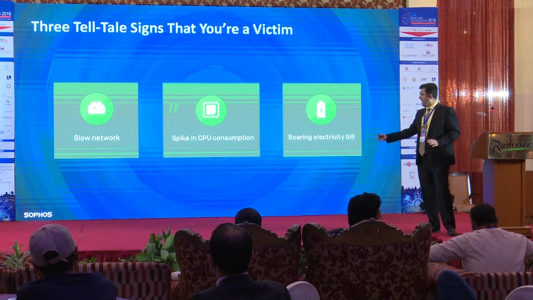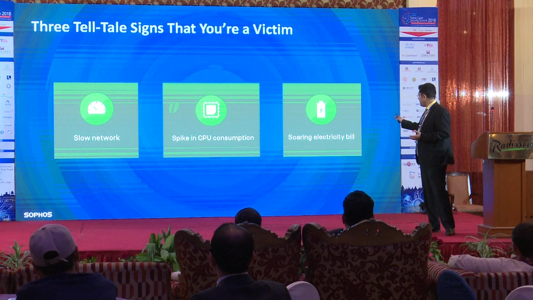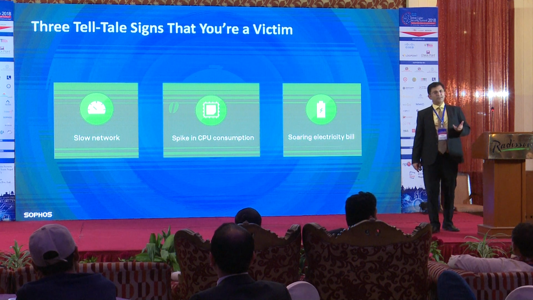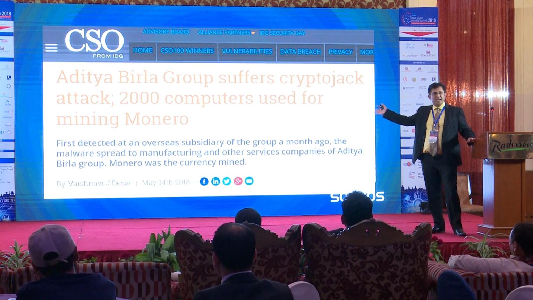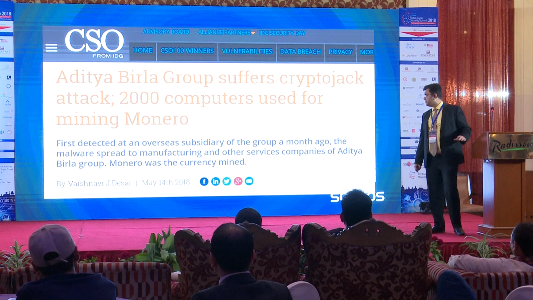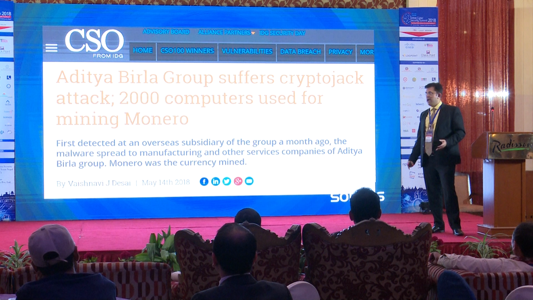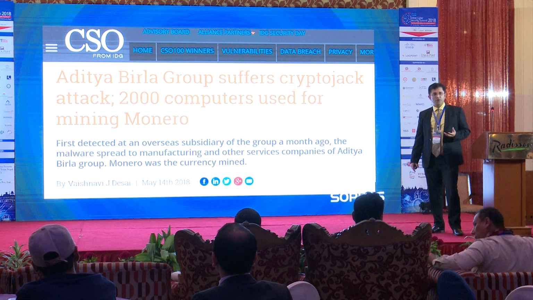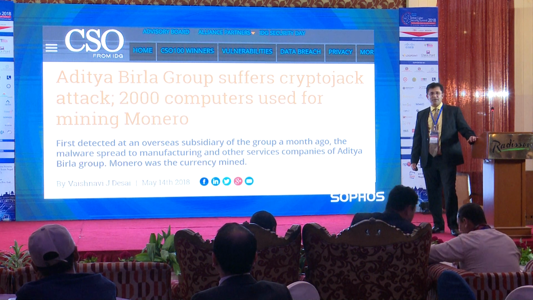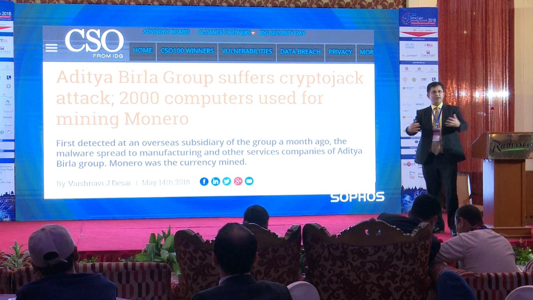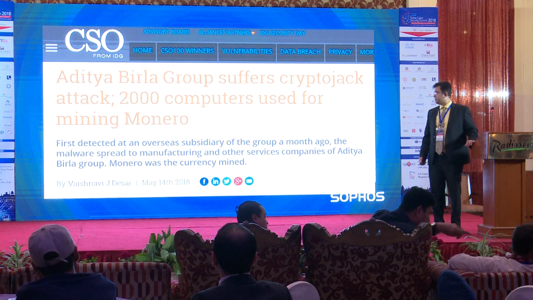And what it does is, of course, slowness of the network. It also spikes your CPU consumption, and obviously your electricity bills also go really high. So this was one of the attacks which happened in India, where Aditya Birla, a very famous organization, had 2,000 computers hijacked, and another currency called Monero came up. This was a big loss for Aditya Birla because they did not know that a pool of 2,000 computers got crypto-jacked and were being used.